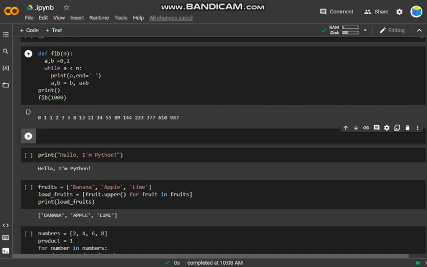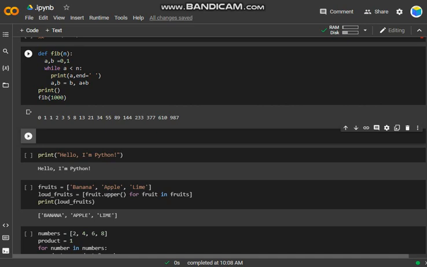So first, Fibonacci numbers are mathematical numbers. We can start from 0 plus 1, which gives 1, then 1 plus 1 means 2, 2 plus 1 is 3, 3 plus 2 means 5, and similarly the next numbers will be added to the previous numbers.